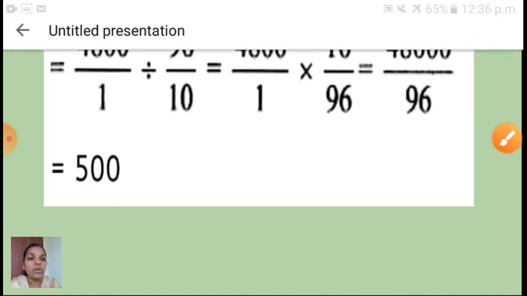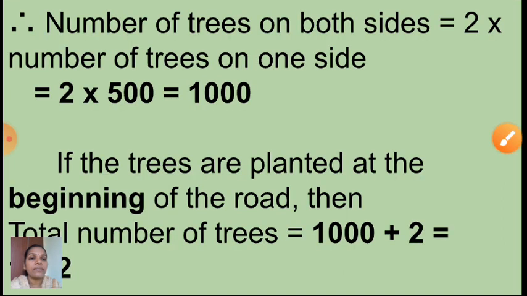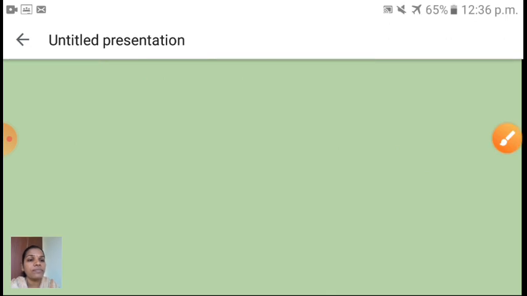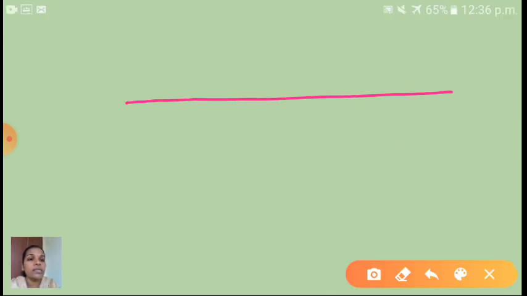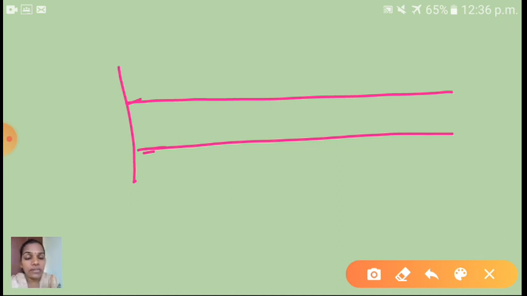Okay, so children, what is your answer? Yes, here that final answer I have given, number of trees on both sides. See here children, just you have to imagine this is the road. Okay, so here the road will start from here. Every 9.6 meter distance the trees are planted. Suppose that first tree is here. Okay, so in one side how many trees are planted children? 500. So in two sides how many trees are planted? 500 plus 500, that is 1000.